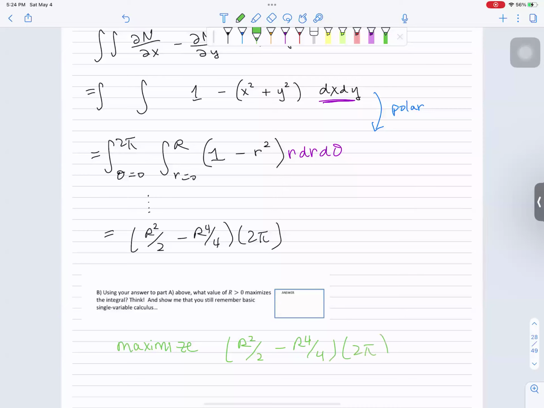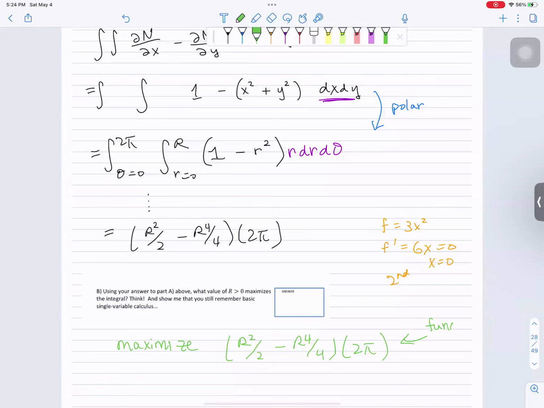When you're maximizing something, what comes to mind in single variable calculus? You're given a function, like 3x squared or something, and you're asked to maximize that. How do you do that? You find the critical points. So I take the derivative and I set it equal to 0. I find the critical points, and then I do a second derivative test to classify them. That's the same idea here. Because right now, if we're trying to maximize this, this is a function of one variable, because our variable is capital R. So this is now a single variable calculus question.